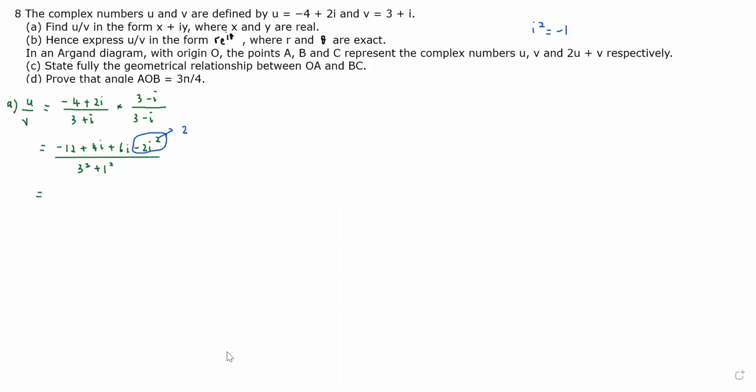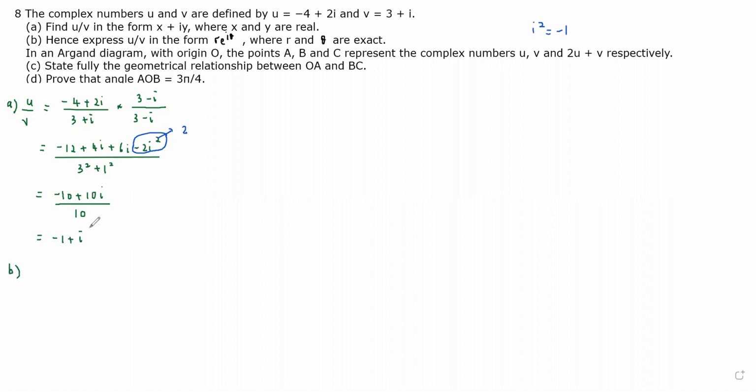-12 plus 2 is -10, plus 10i. In the denominator, that is a 10 as well. So we have -1 + i for u over v in the simplest form.